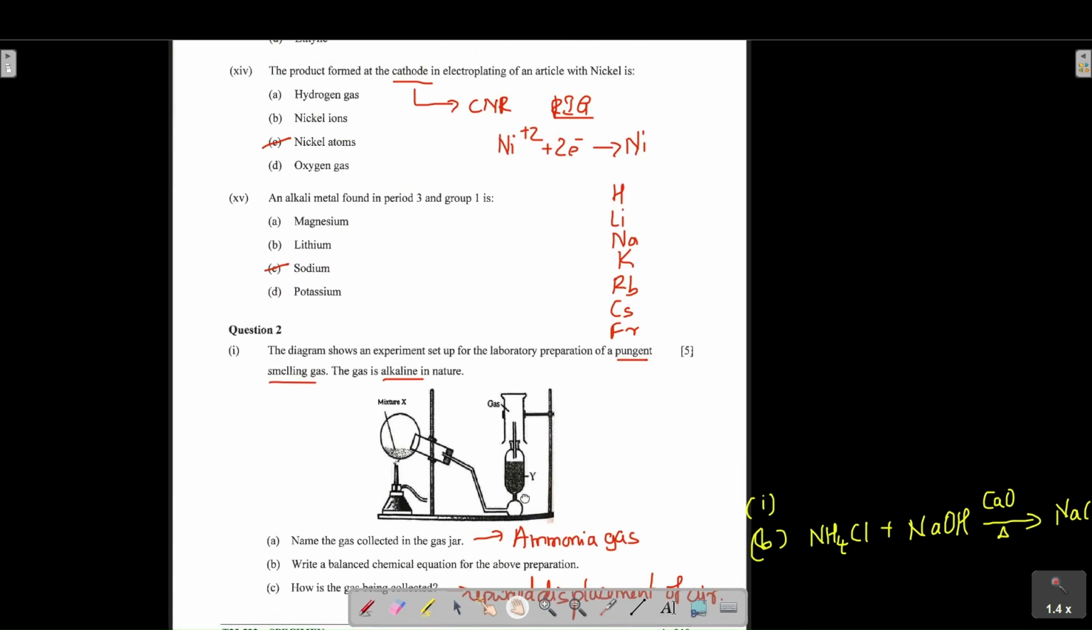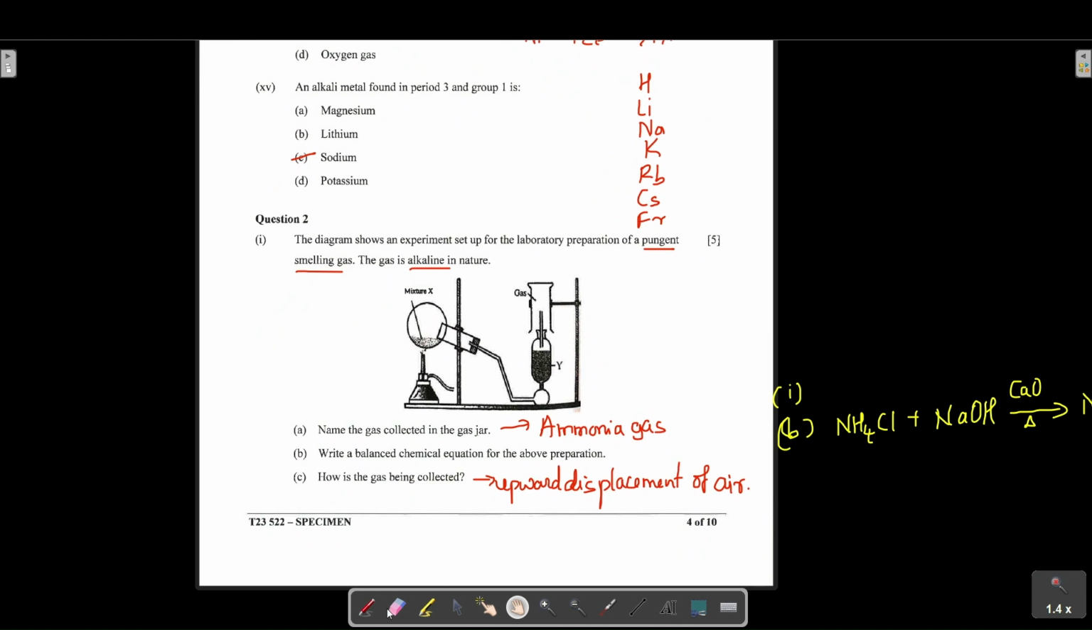Come to question number 2. You have 15 MCQs in question 1, and question number 2 is for 5 marks. You can see the picture here, so it may be a diagram related question in the annual exam also.